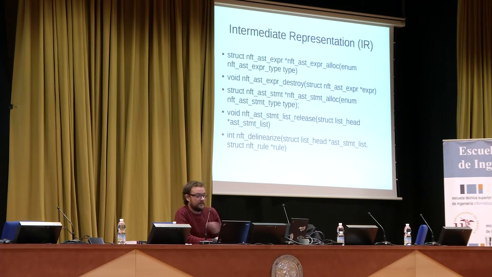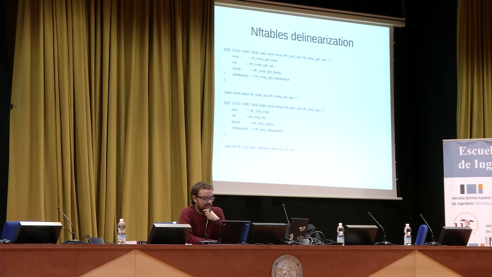Basically, the idea is that in the case of nftables, we pass the binary representation of the rule, and that binary representation of the rule is going to be transformed into this intermediate representation that results in a list of statements. So this is basically what I needed to add to the expressions. Expressions in nftables are basically the extensions. So for every extension I have a new delinearize function that is basically going to convert that software representation in binary to the intermediate representation.